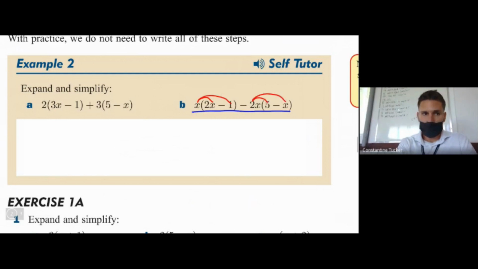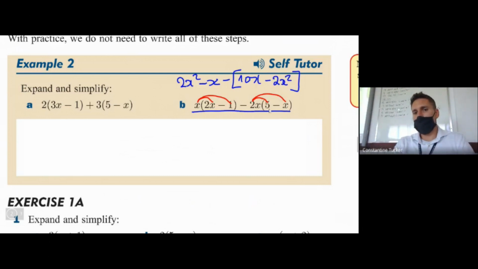what do we get? x times 2x. What does that give us? 2x squared. Nicely done. And then moving on to x times minus 1 gives us minus x. And then we have minus, so I'm going to do it this way. I'm going to put minus, and then the entire thing, whatever we get from this, will be in brackets. Now, what is 2x times 5? 10x. And then finally, what is 2x times minus x? Minus 2x squared. Excellent. So this is the result from this entire expression.